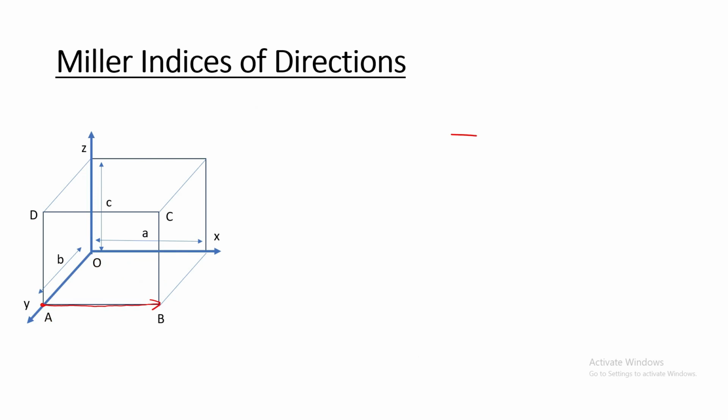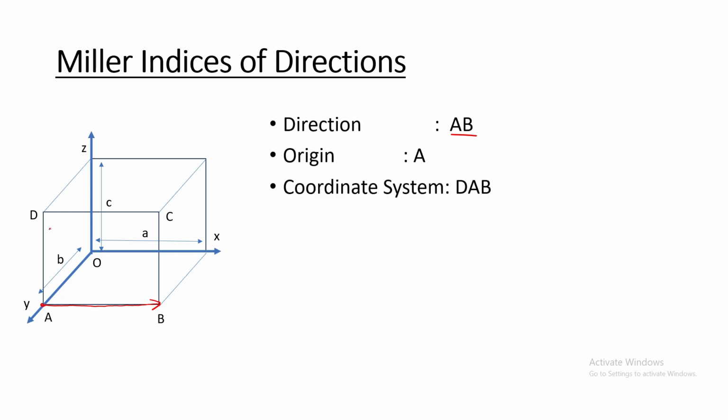So now we will look at another example of AB. So first, this is the direction AB. According to our procedure, here we will take the origin as A and the coordinate system as DAB. So the point in the direction of AB is B.